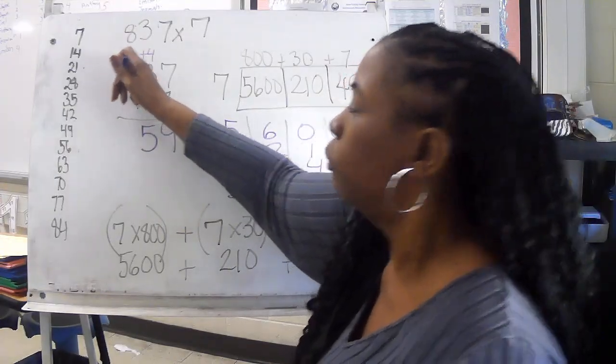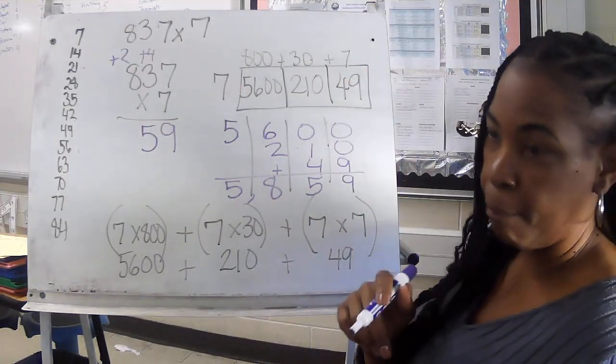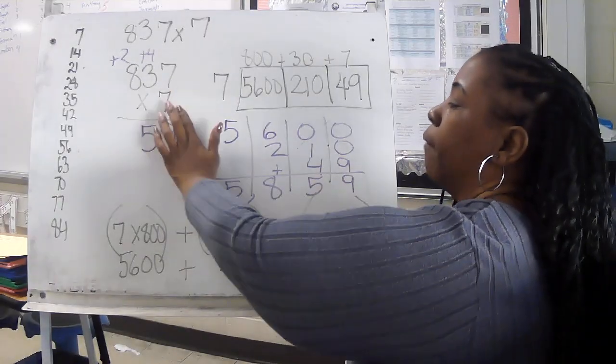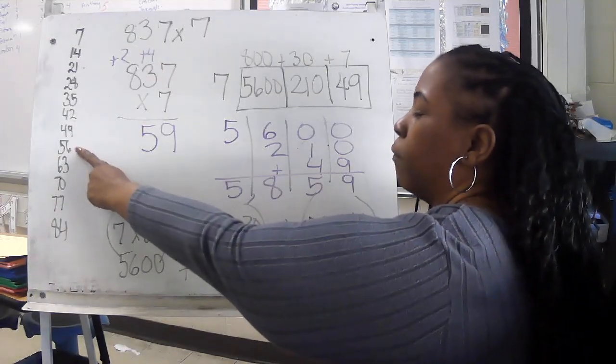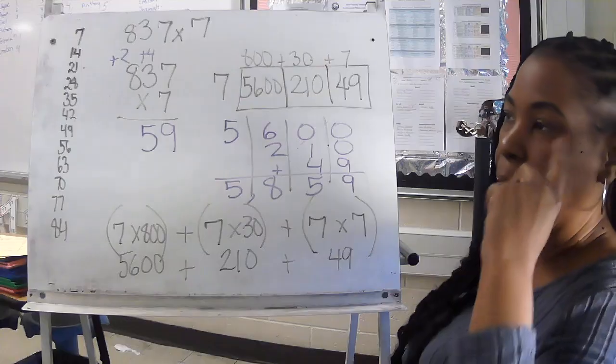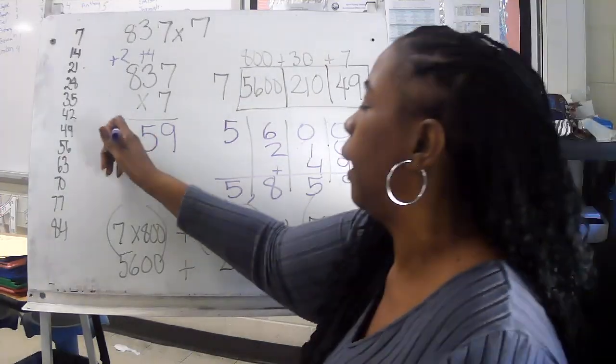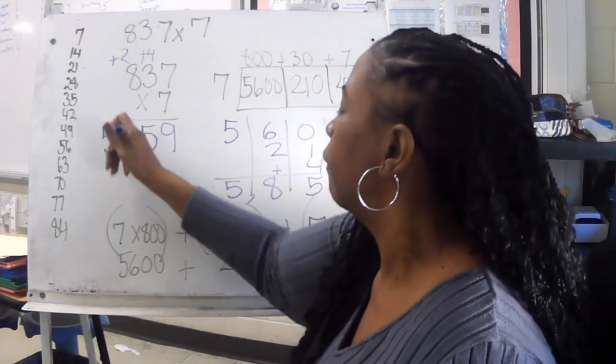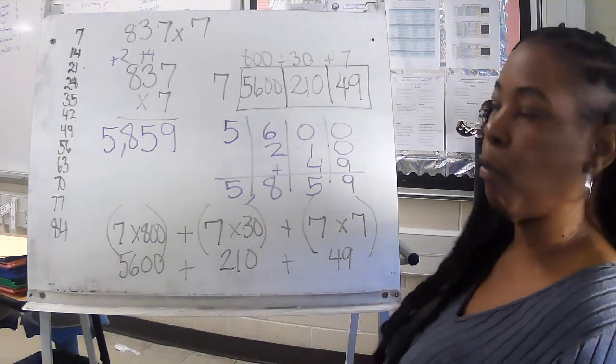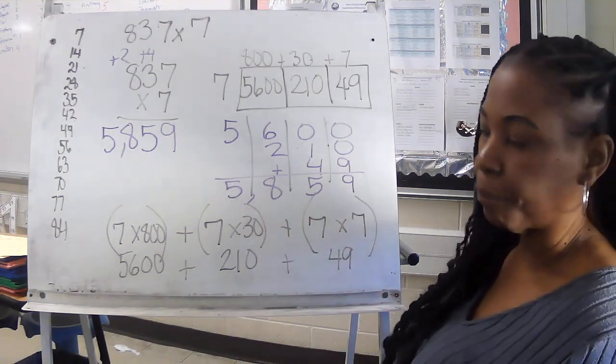Plus 2. What am I going to do first? Right. Multiply. 8 times 7. If I go down 8, that puts me at 56. Hold 56 in my hand. Add on 2. That gives me 58. 5,859. And that's how I know I'm correct. Okay?